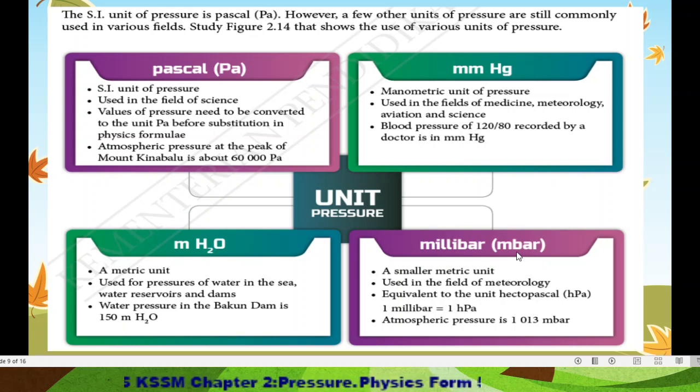Millibar or mbar is a smaller metric unit used in the field of meteorology, equivalent to the unit hectopascal or hPa. 1 millibar equals 1 hectopascal, and atmospheric pressure is 1013.25 millibar. Okay, so these are the units that you will meet in this section or in this chapter, especially in the calculation problems. Normally we use the unit Pascal, but sometimes they will give you other metric units. So you must get familiar with the units for atmospheric pressure.